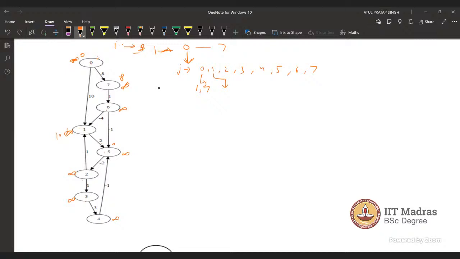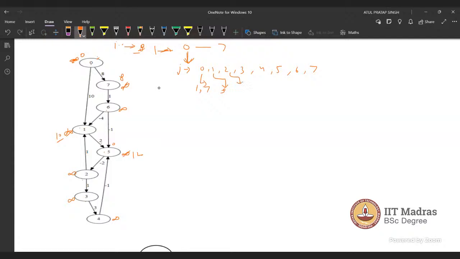From 1, we have received this 10 value from 0. We can move from 1 to 5 only. We will add this distance also, because we are finding the shortest path from 0. So 10 plus 2, now we are getting 12, which is less than the previous value, so we will update it to 12. Now it is updated for 1 and 5.